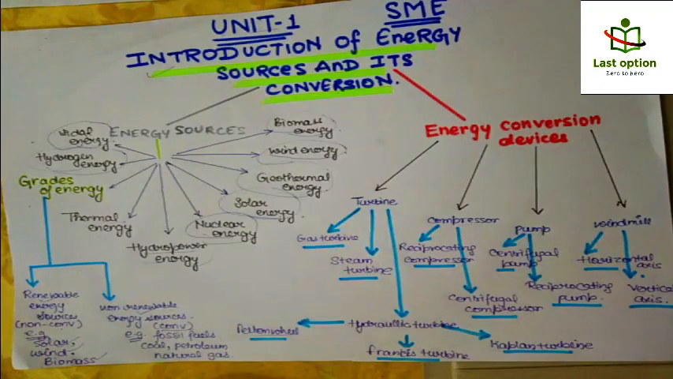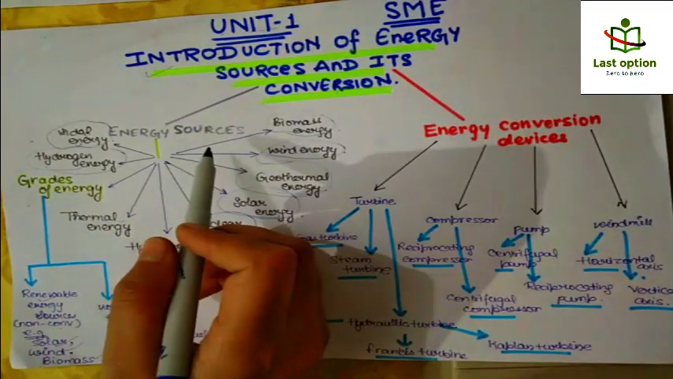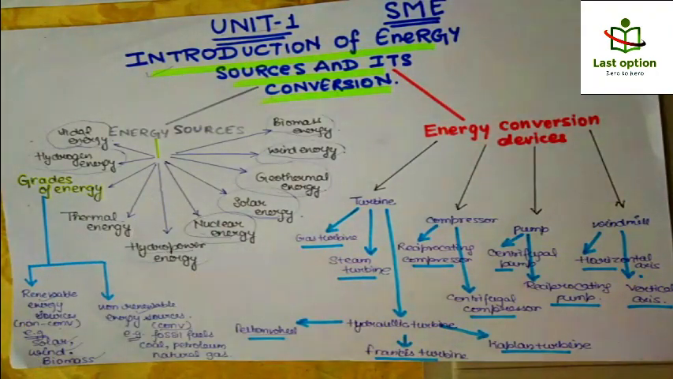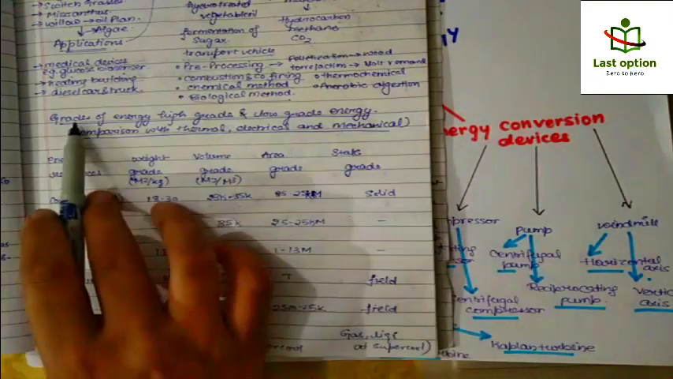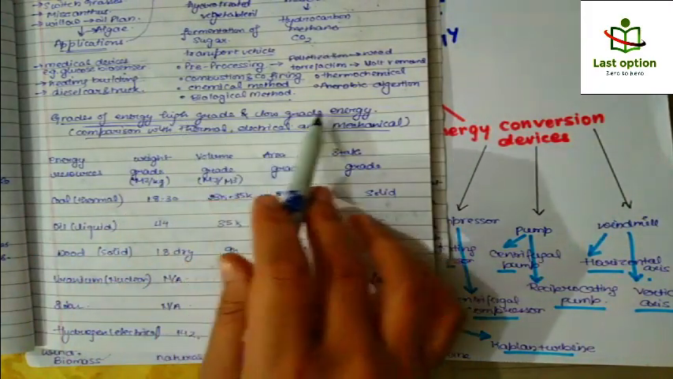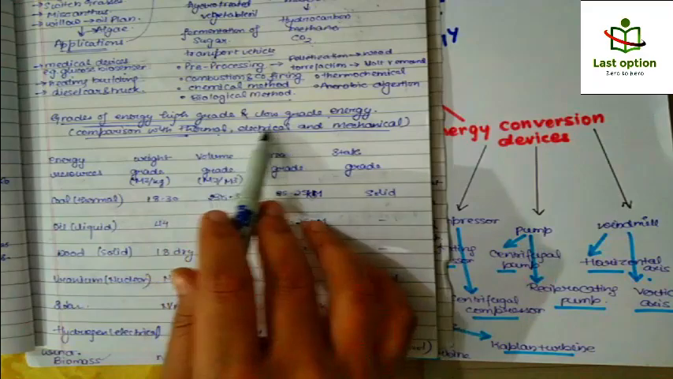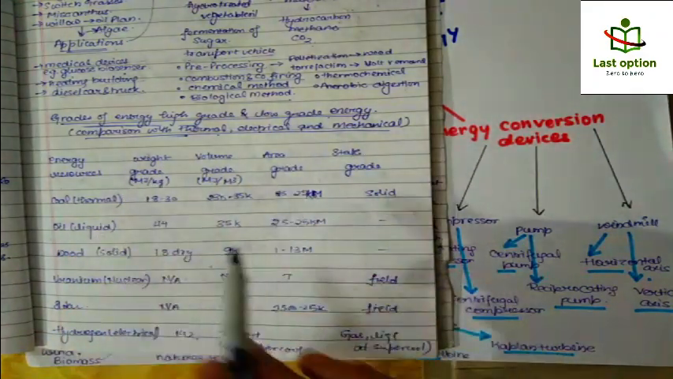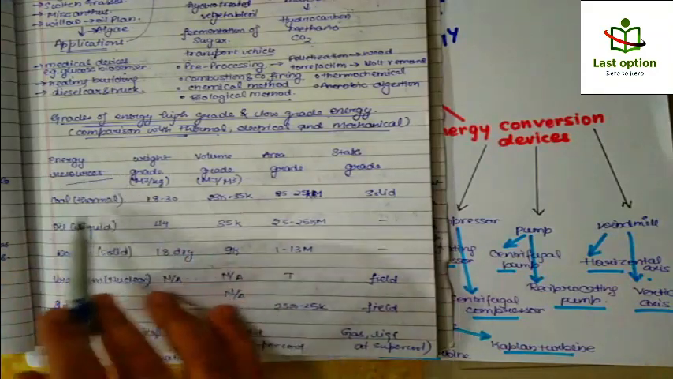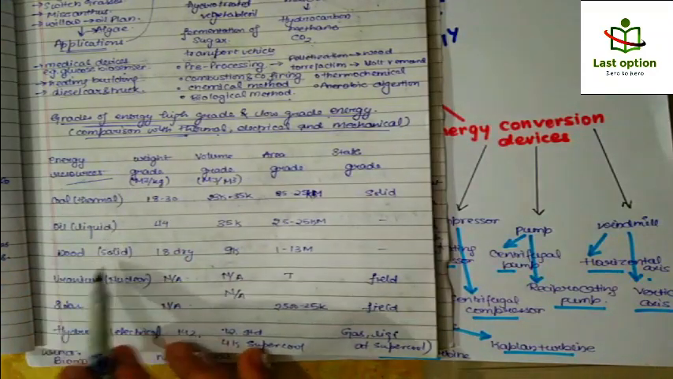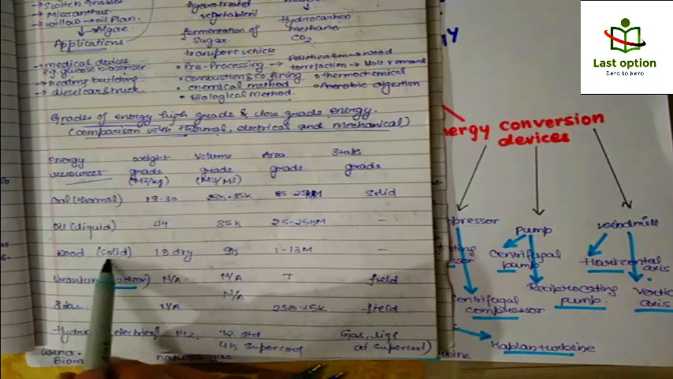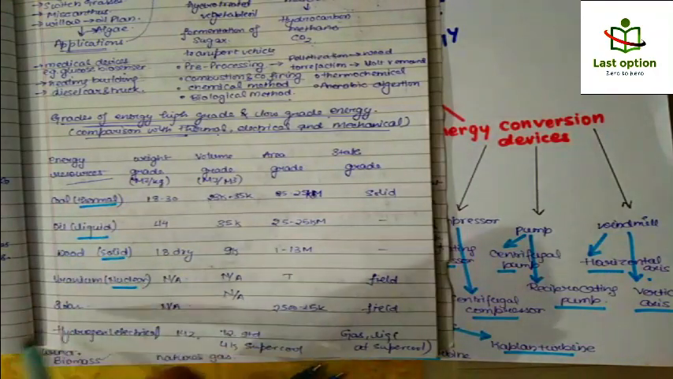Now the last topic of this chapter that we are left with is the grade of energy, meaning their comparison. So let's compare. These are the grades of energy: high grade and low grade energy, compared with thermal, electrical and mechanical. As it comes in the exam, let's discuss this. These are the various energy sources: coal, oil, wood, uranium, solar, hydrogen, and electrical also. And these are its states: solid, liquid, gas.